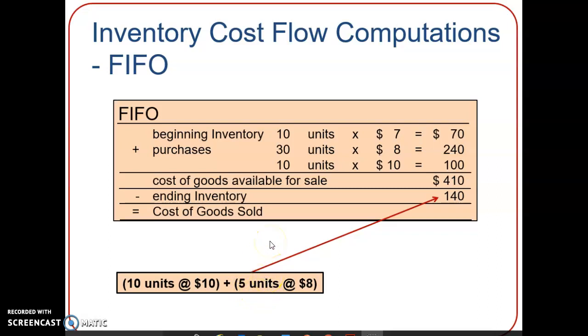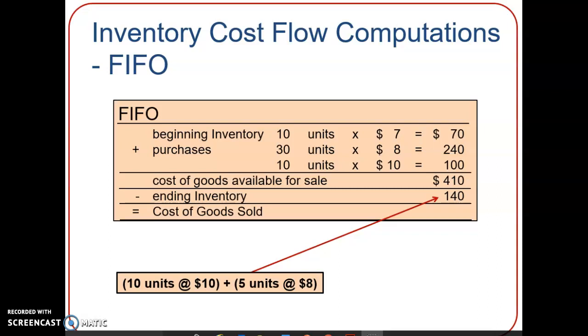So the first question is actually easier. We have 50 units available. We sold 35. So what's the units in the ending inventory? 15, right? 50 units, sold 35, we have 15 units left. So second, we want to find out the cost of the 15 units. How do we do that? We follow the definition of FIFO.